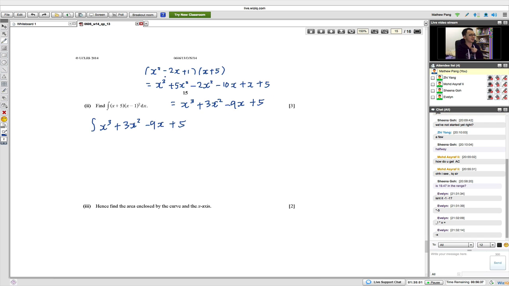X squared minus 2x plus 1. So you just multiply, you get x cubed minus 5x squared minus 2x squared minus 10x plus x plus 5. Then x squared, this is positive. This one is negative 9x plus 5. Then negative 1 power multiple 5. Where do you get negative 1 multiple 5?